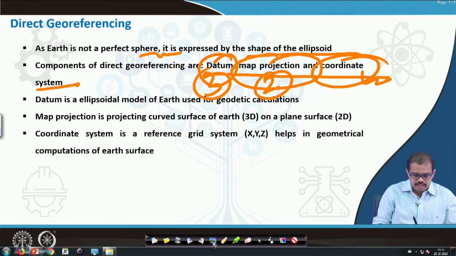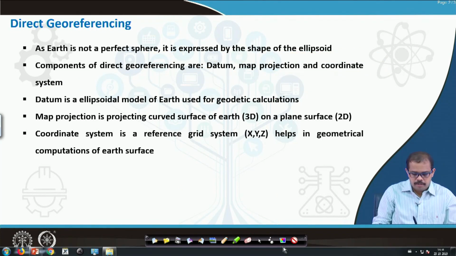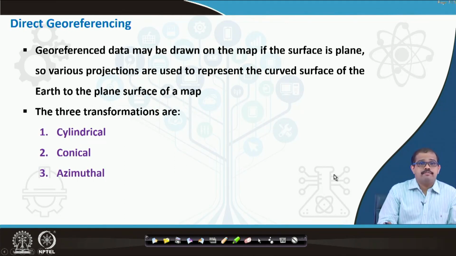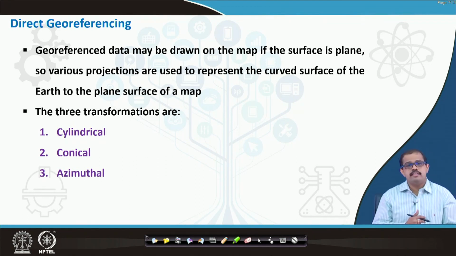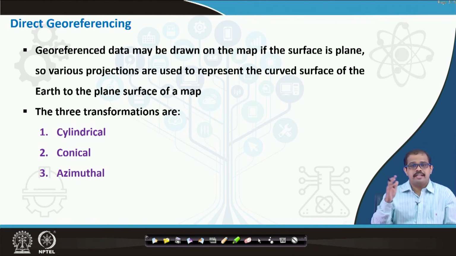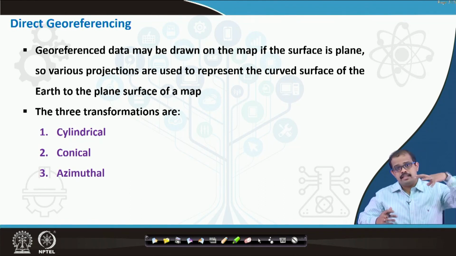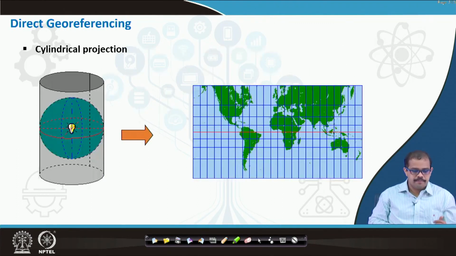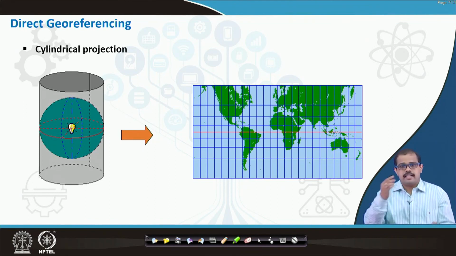Now let's look at the next slide, wherein we have three types of transformations, such as cylindrical transformation, conical transformation, and then azimuthal transformation. So these are the transformations which convert the earth's surface from 3D to 2D. This is to represent the curved surface of the earth as a planar surface of the map, as I explained previously.